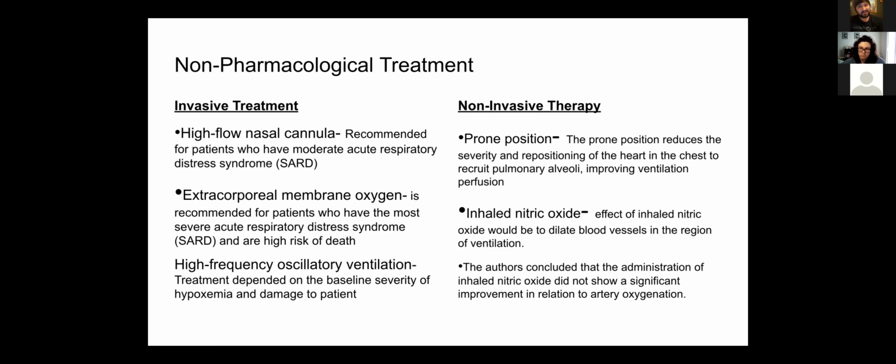And there's also inhaled nitric oxide. They believe that the nitric oxide can dilate blood vessels. But the author of this study concluded that it doesn't show a significant improvement. And basically, this is it.